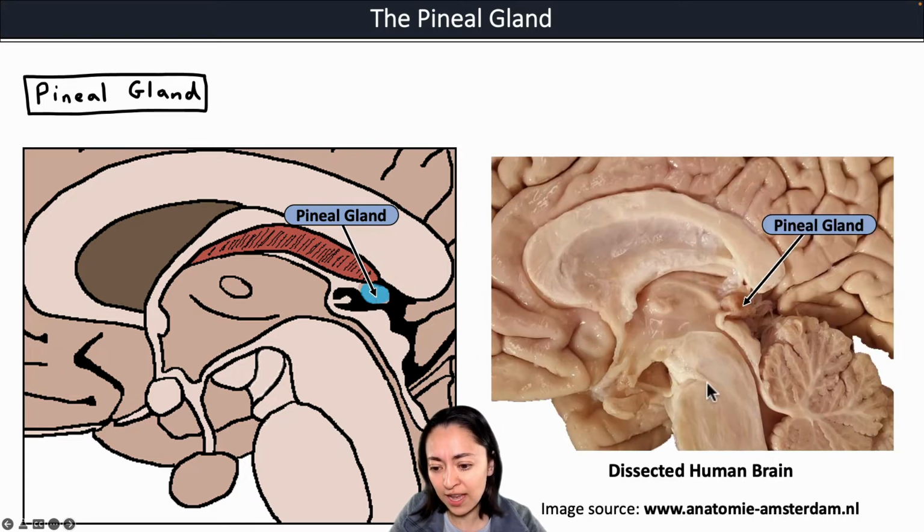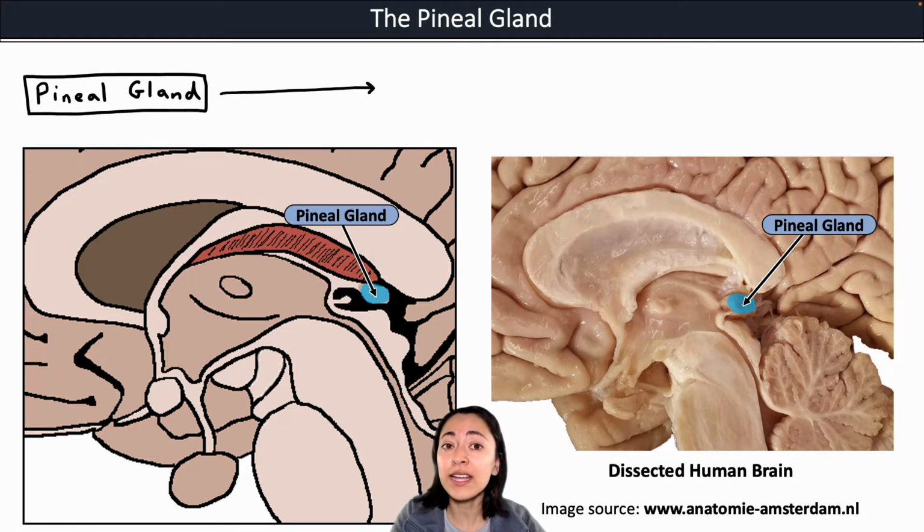So here's looking at a dissected human brain. Here you can see the cerebellum, the brainstem down here. This is the diencephalon, which includes this section called the thalamus. Here you can see the little pine cone shaped structure, and that is the pineal gland.